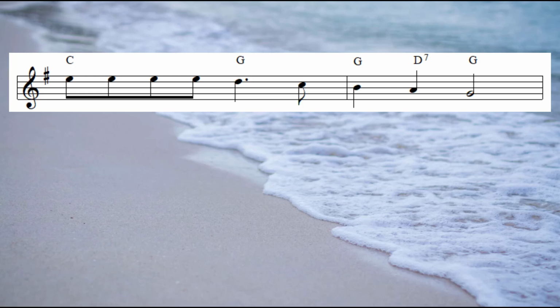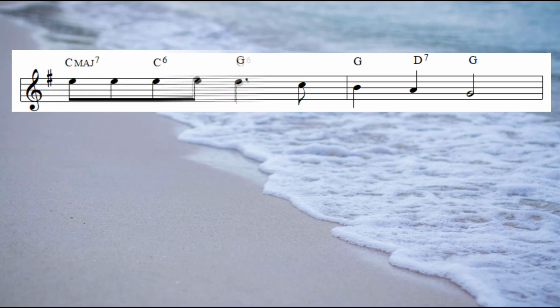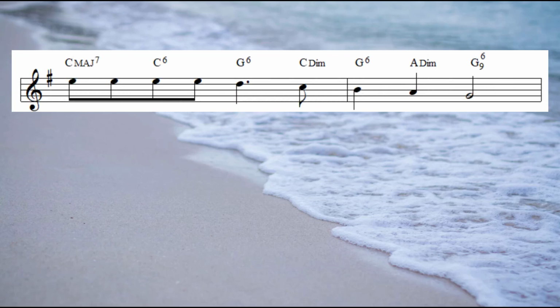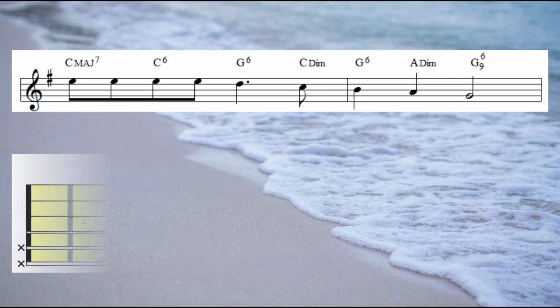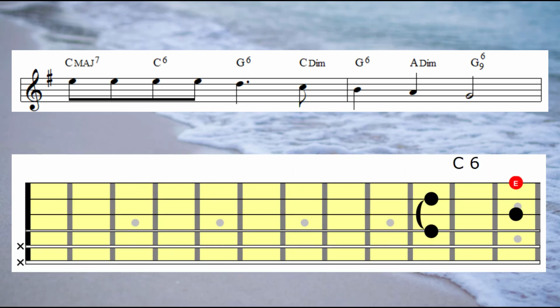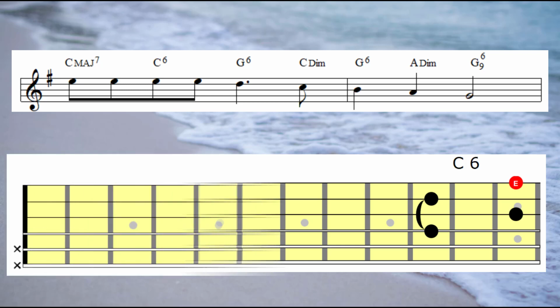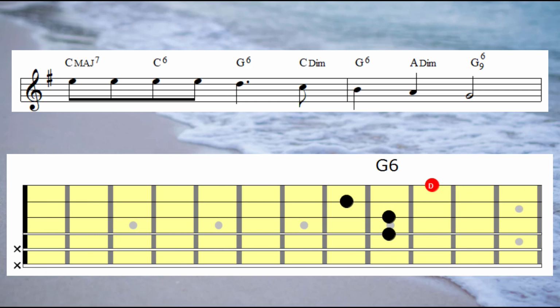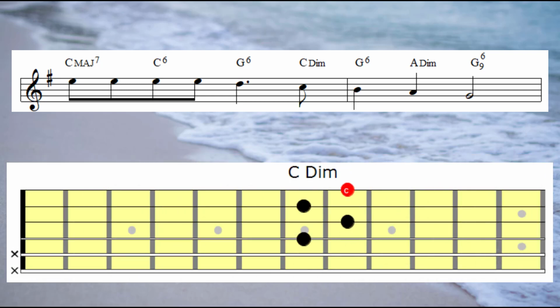So essentially, once again, we have a melody that moves in a scale-wise fashion. So we might use our G6 diminished scale. The only thing I'd probably do here is because the first four notes are all the same, I might create some movement by playing a C major 7th under the first two notes and then a C6 under the third and fourth E's. Under the next note, the D, I'll play a G6, and then for the last note, the C, I'll play a C diminished.